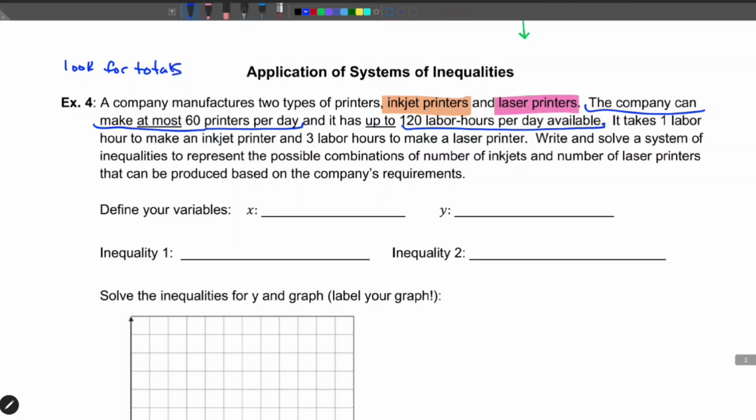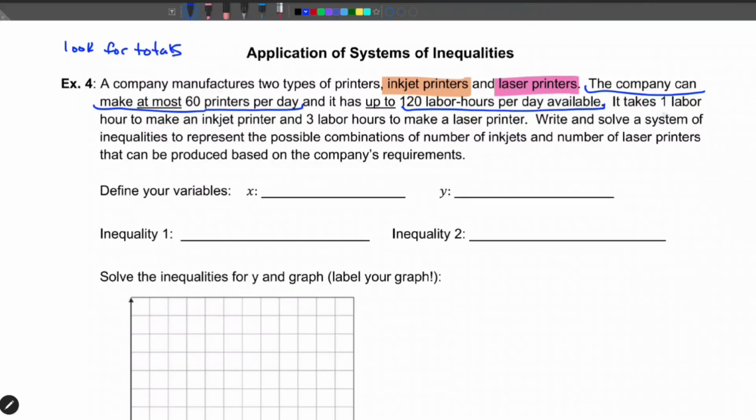So they can make 60 printers a day at the most, but they only have 120 labor hours per day available. And so they're going to have to use some combination, and they want to try and figure out all the different combinations of printers that they can use but not exceed 120 hours of labor. And so sounds like a business application. So it takes 1 hour to make an inkjet printer and 3 labor hours to make a laser printer.